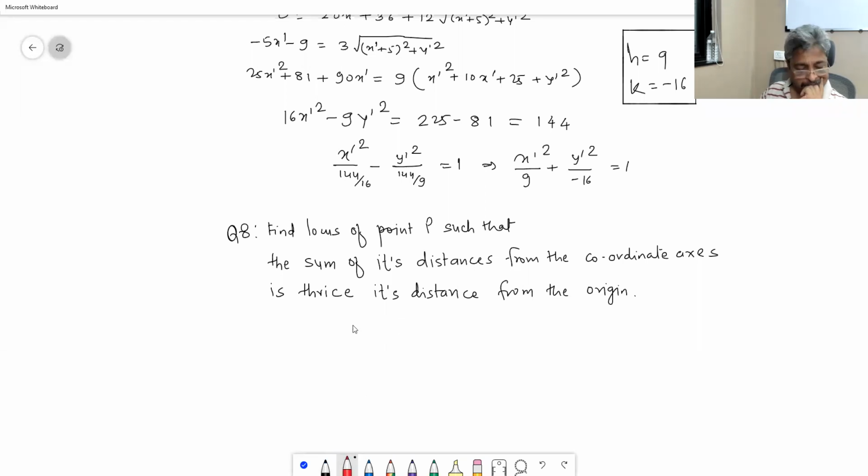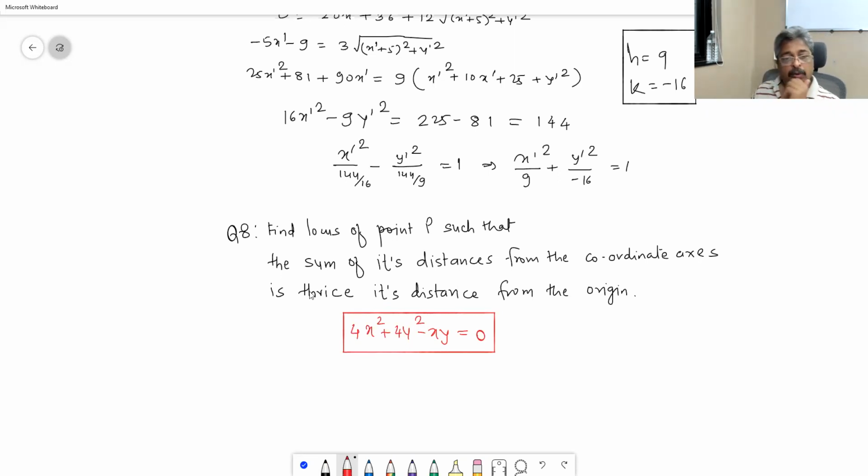Answer is 4x square plus 4y square minus xy is equal to 0. Okay. So now different geometric conditions will give you different loci, and algebraic simplification sometimes is the difficult part in finding out the equation of the curve, but we will solve more difficult problems little later.